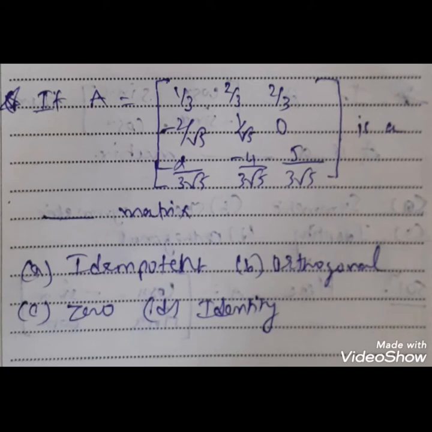We know that identity matrix means diagonal entries are 1 and others should be 0, but here diagonal entries are not 1 and other elements are not 0, so obviously D is not the correct option. For option C, all the entries should be 0 for a zero matrix, but all these entries are not 0, so it is not a zero matrix. It means we have to check whether the given matrix is an idempotent matrix or an orthogonal matrix. We have to check these two options only.